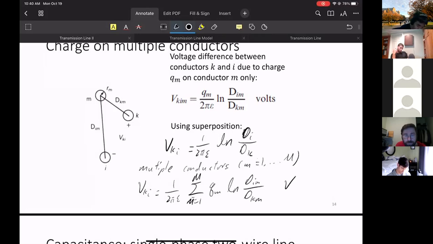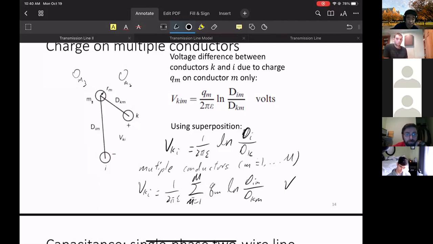So this says if you have M1, M2, M3, all carrying charge, all we need to do is sum up the contribution of each individually, one at a time. We don't have to redo the calculation when the configuration of the charge-carrying conductors changes. All we need to do is sum up these contributions individually.